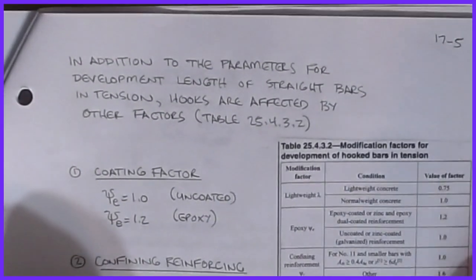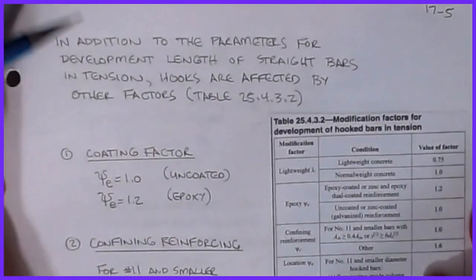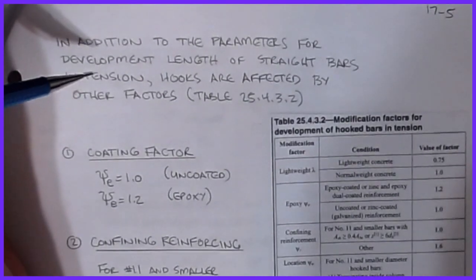Once I do that, let's talk a little bit about some of the parameters. Some of them will look very familiar. For development length of the straight bars, hooks are affected by some other factors.